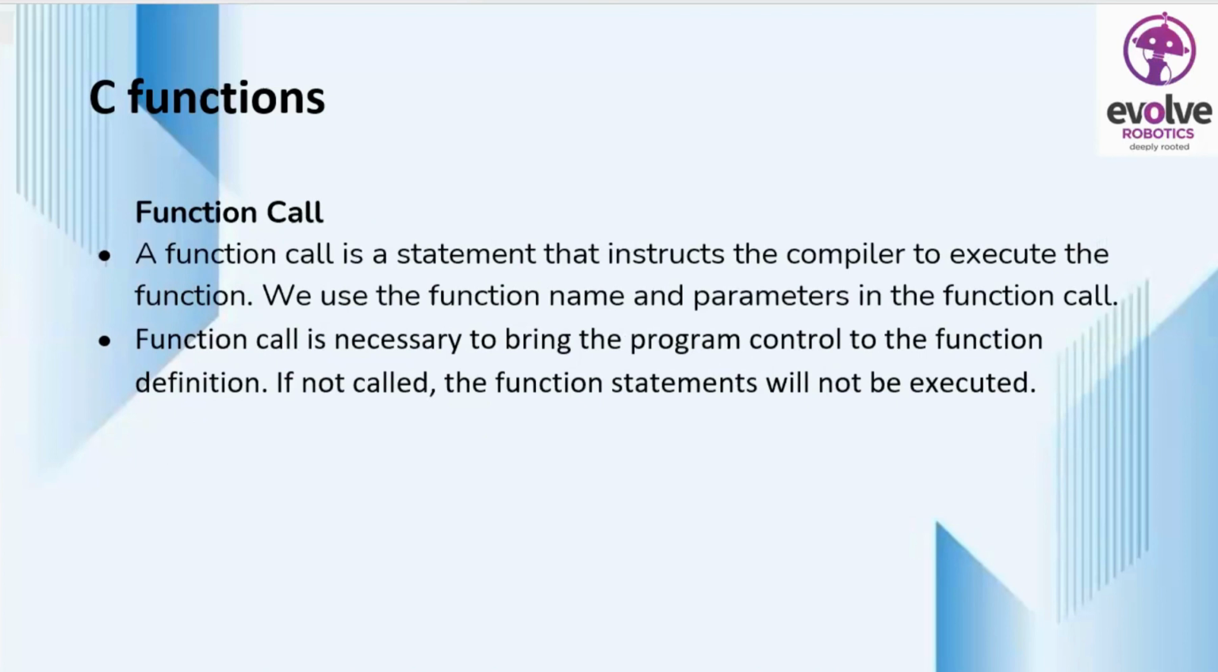The last part is function call. A function call is a statement that instructs the compiler to execute the function. We use the function name and parameters in the function call. Function call is necessary to bring the program control to the function definition. If not called, the function statements will not be executed. Okay. So this is the concept of the three aspects of function in C program.